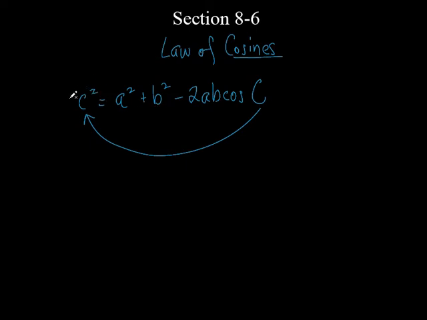So this side right here is a specific side. This side is specifically the side that's opposite this angle right here. So if you only know one angle, and you want to find the side that's opposite, that's going to be this C right here. Make sense? All right. Let's do an example.